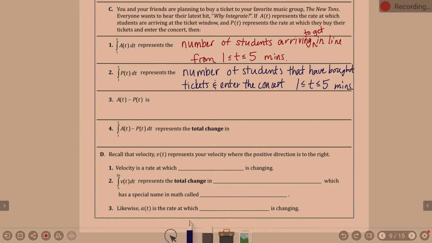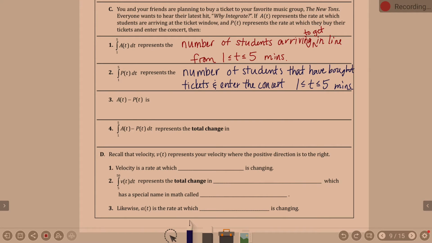Now, A of t minus P of t. Well, A of t is the rate at which the students are arriving at the ticket window. P of t is the rate at which they buy their tickets to enter the concert. So we're not looking at total change here. We're not looking at the integral. We're just looking at A of t and P of t.